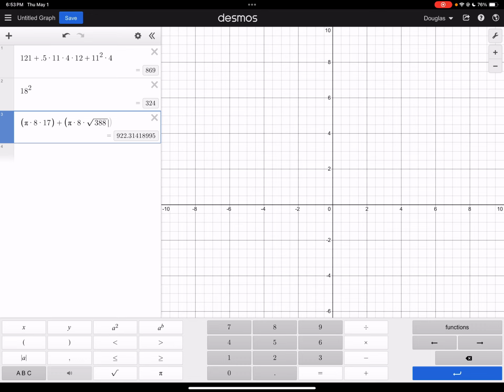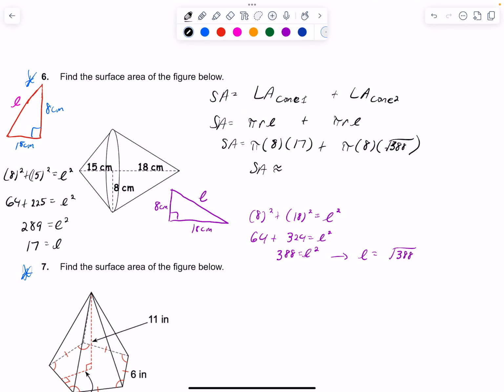All right, I think that's correct. All right, so approximately this is going to be 922. I'll just do to the nearest tenth, 922.3, and this is square centimeters.